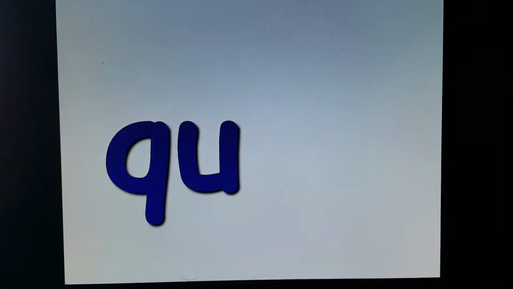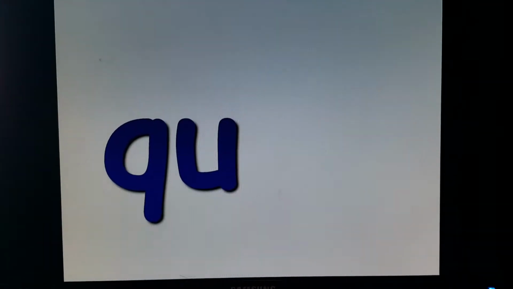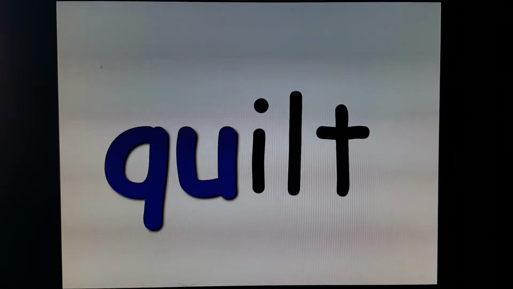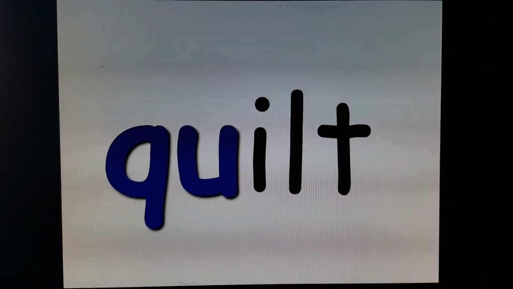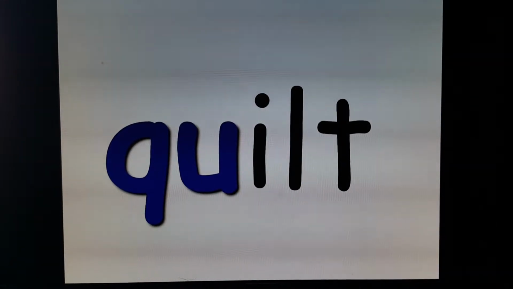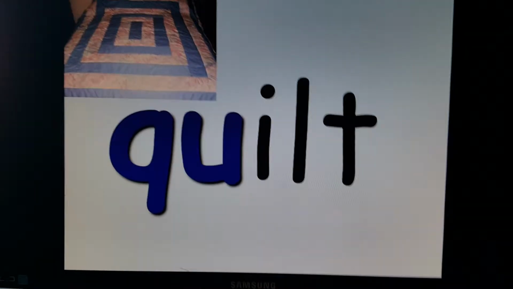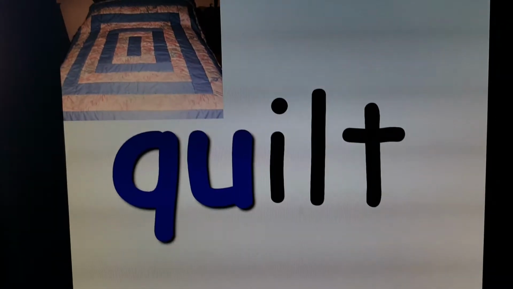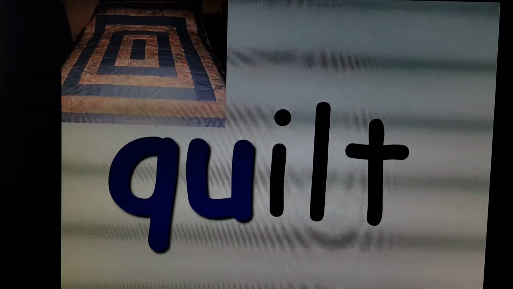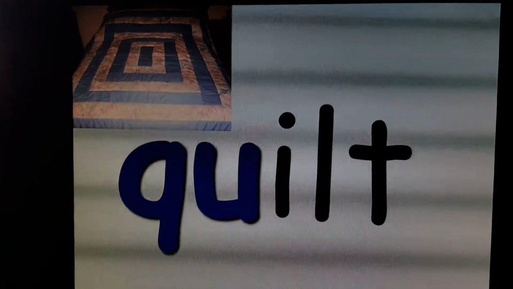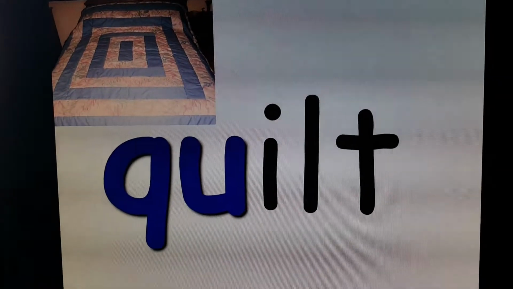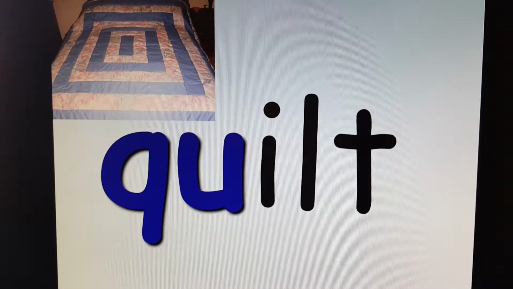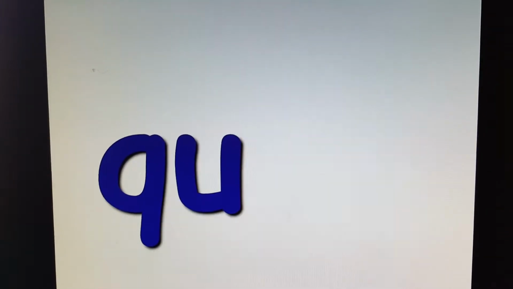Quilt. And you know a quilt is a heavy blanket that you put on your bed. It's nice to wrap up in a quilt, especially if it's warm inside and cold outside.